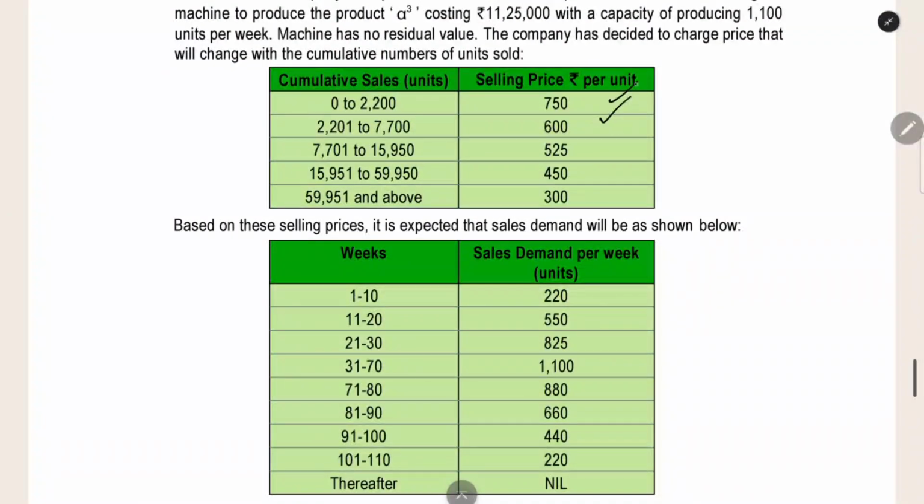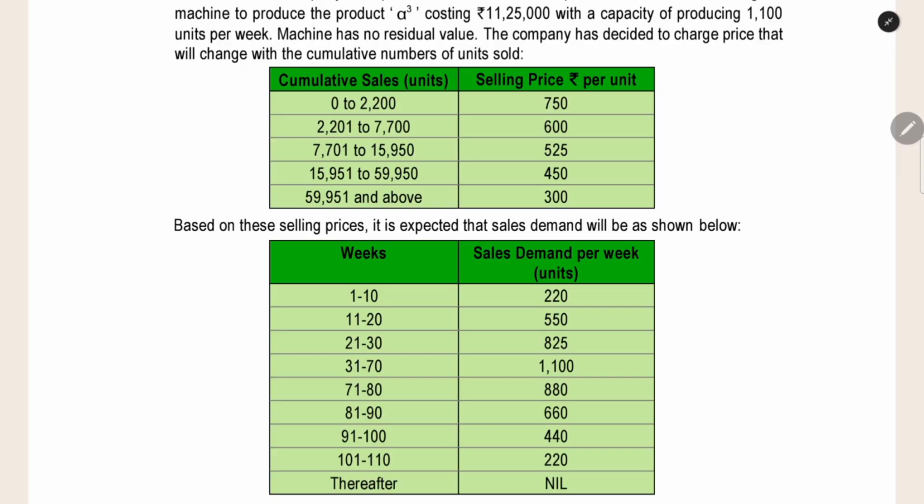The selling price also they have given above. We can see the selling price. We have to decide based on the units. Here, for first 1 to 10 week, we are getting 2,200 units. So, we are taking 750 rupees. After that, 2,201 to 7,700, we are getting 600. 7,701 to 15,950, we are getting 525.